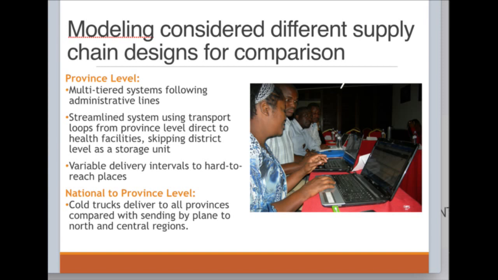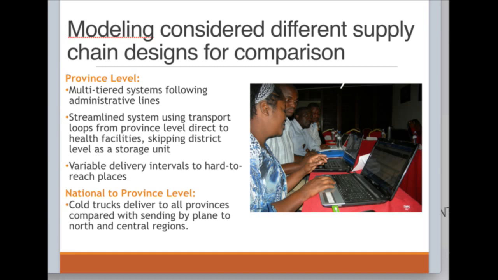So there were also variables of delivery intervals that we tried and modeled. For example, we modeled what it would be like to do deliveries, instead of once a month, perhaps every 6 weeks, or every 2 months in the areas that we had to reach, like one of the provinces that we pilot in the south, where the north part of that province is very difficult to reach. Then we also did national to province level, because the country was very worried and wanted to quickly find out how to resolve the issue of moving vaccines from the south to the north of the country.